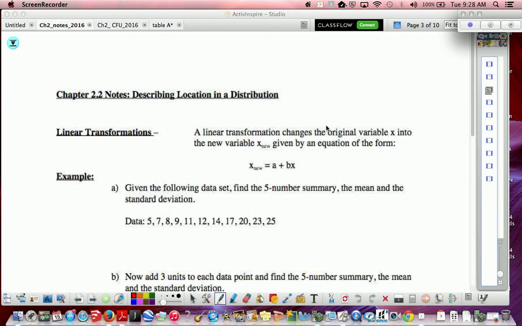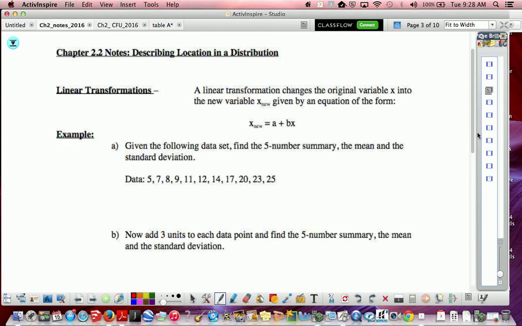So when we talk about a linear transformation, there's two things happening. We're going to see what happens if we add or subtract some value A. So we're going to look at adding and subtracting. And then we're going to see what happens if we multiply or divide each data point by some value. How does that impact a distribution?